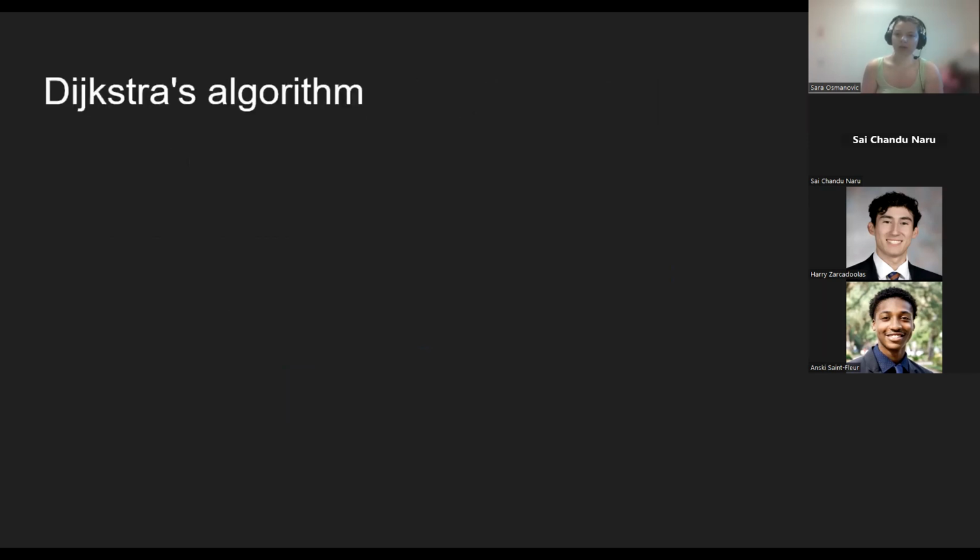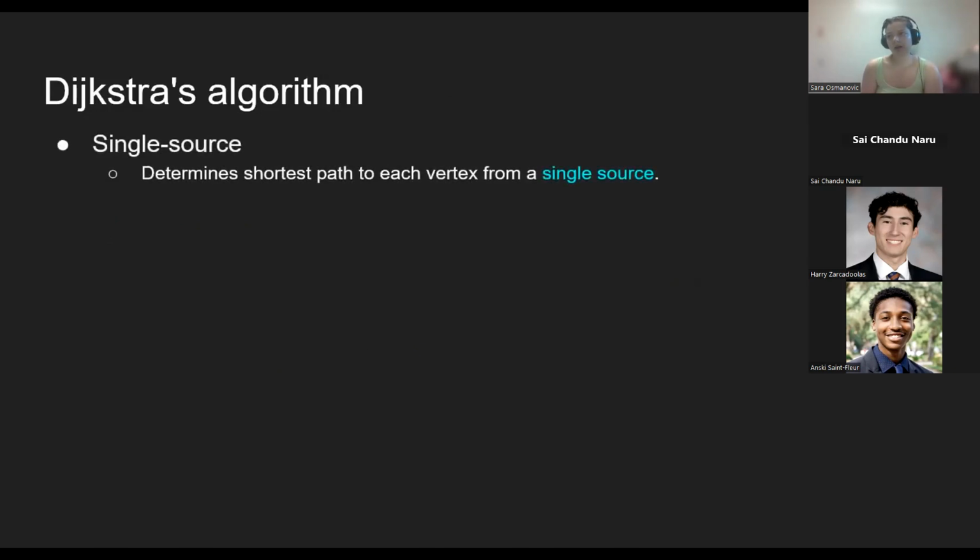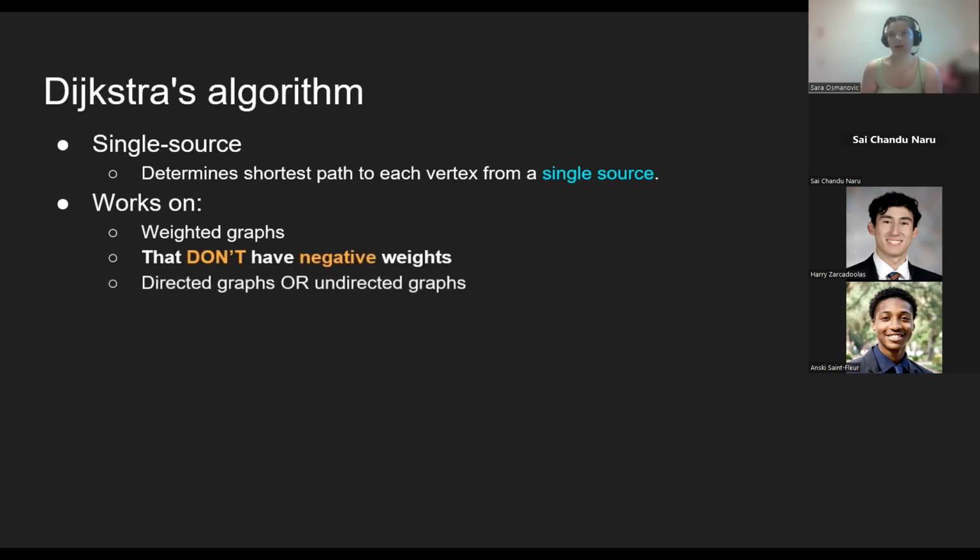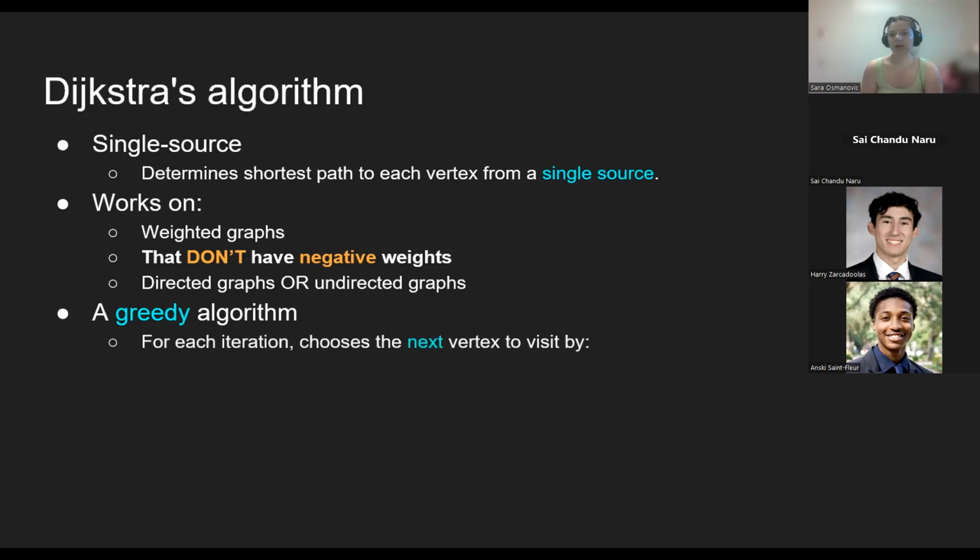So Dijkstra's algorithm is a single source algorithm. It determines the shortest path to each vertex from a single source. It works on weighted graphs with no negative weights, and it can be used on directed and undirected graphs. So whichever one you have, it'll work on both. It is a greedy algorithm, and a greedy algorithm means that at each step, at each iteration, the next step is determined by the best outcome.